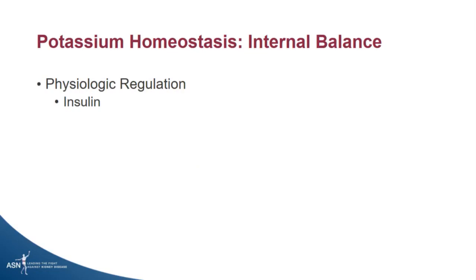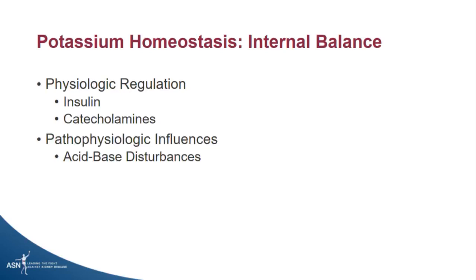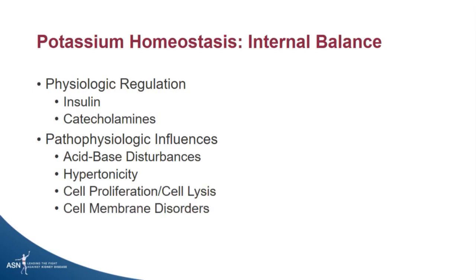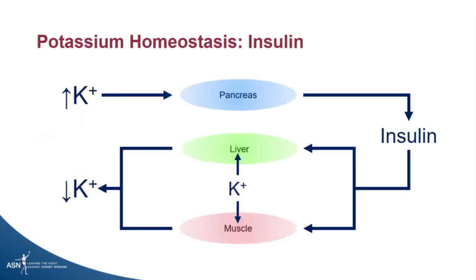Now, what are the regulators of internal balance? These include insulin, catecholamines as physiologic regulators, and pathophysiologic influences include acid-base disturbances, hypertonicity, cell proliferation and cell lysis, cell membrane disorders such as seen in hyperkalemic periodic paralysis.